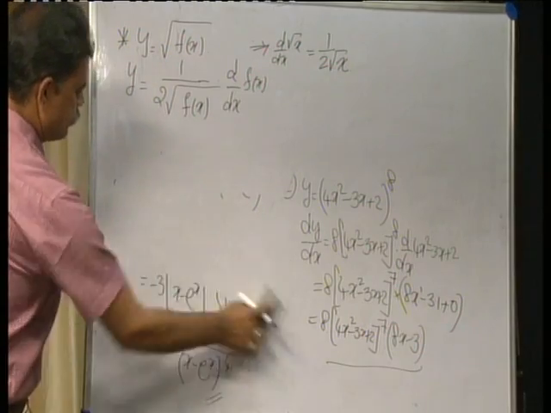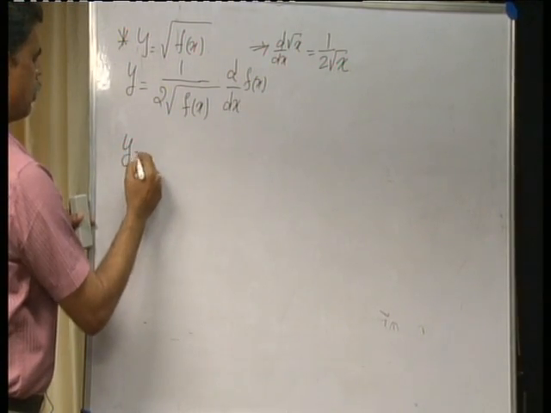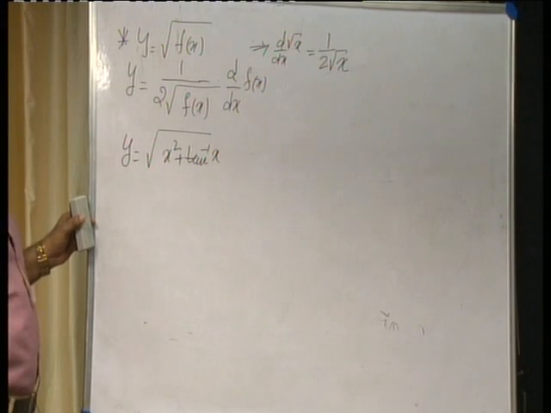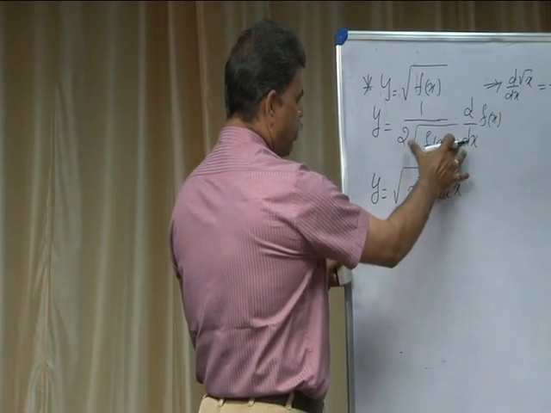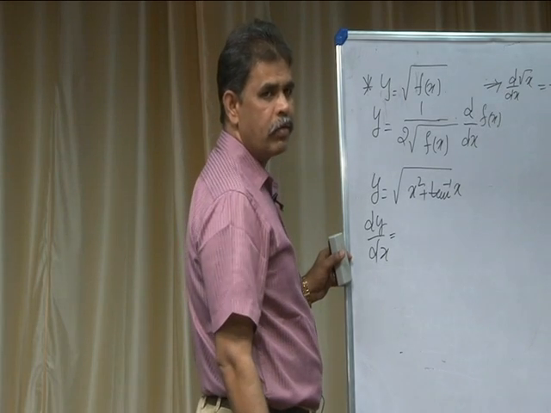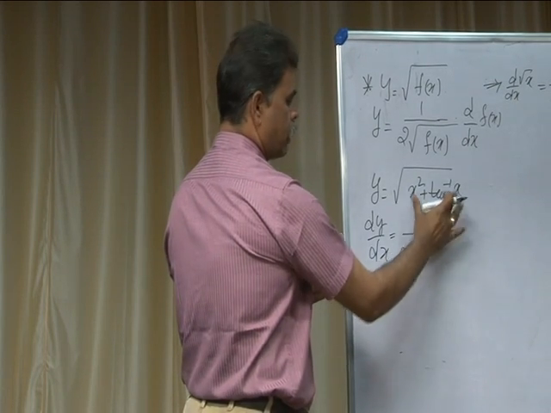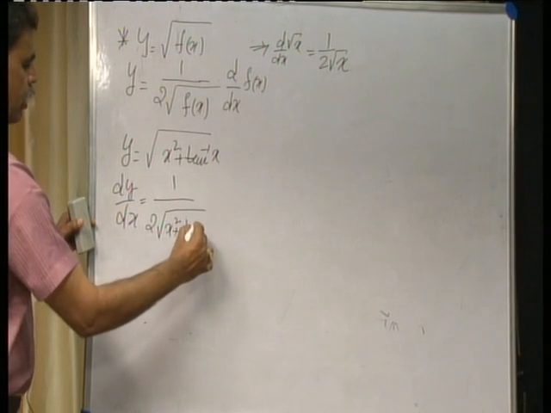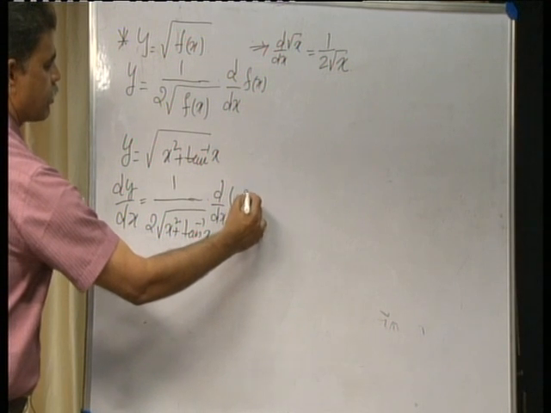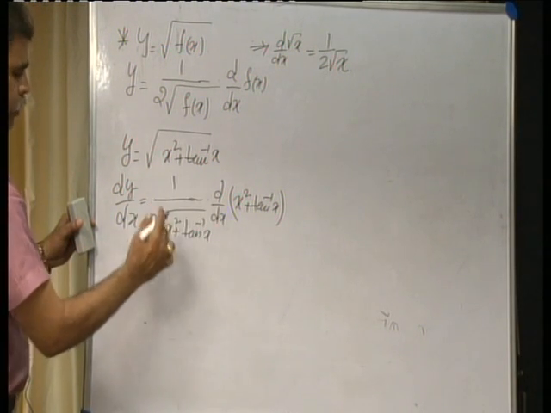Take the example: y is equal to root of x square plus tan inverse x. You can consider any function. According to the rule, differentiation of root of function is 1 by 2 root of function into d by dx of function. So, 1 divided by 2 root x, and in place of x we have x square plus tan inverse x, into d by dx of the function. What is the function? x square plus tan inverse x. Here we need not change anything; we take it as it is.